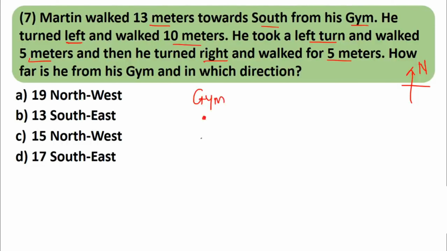Okay, Martin starts from here and he walks 13 meters towards south. Okay, he reaches at this point. He turned left. For south direction, left is this. So turning by 90 degrees left. Okay, he walked 10 meters, right? He walked 10 meters, reaches here, he took a left turn again. Again a left turn means this 90 degrees. Okay, again he reaches over here and walked for 5 meters.